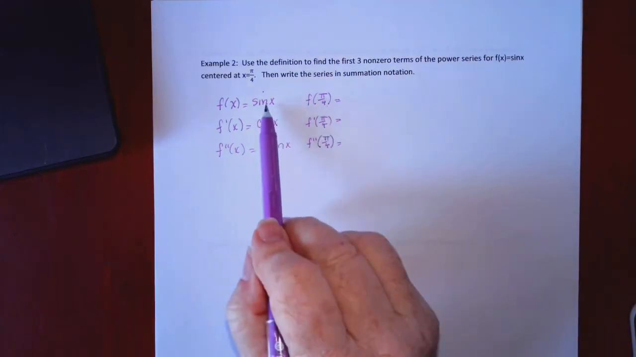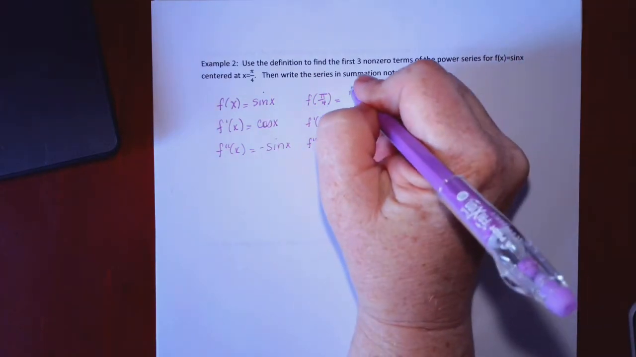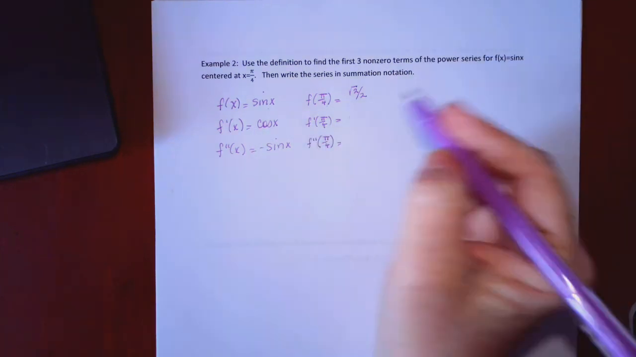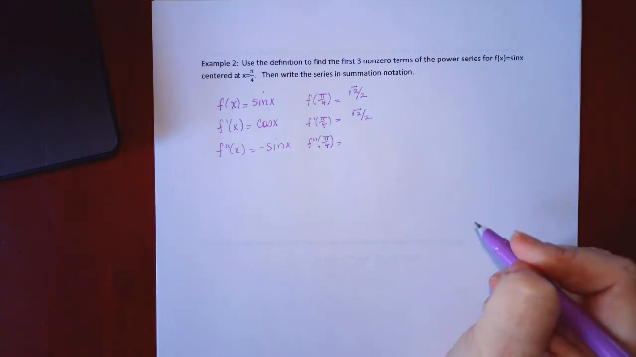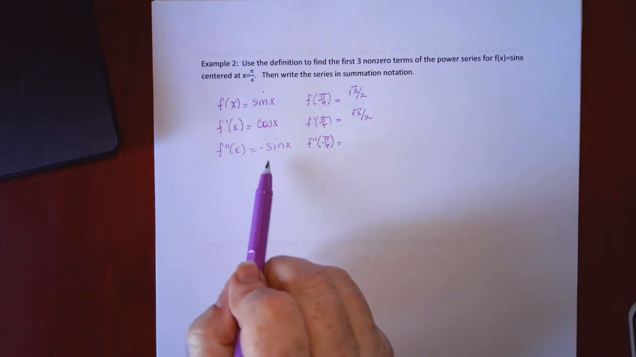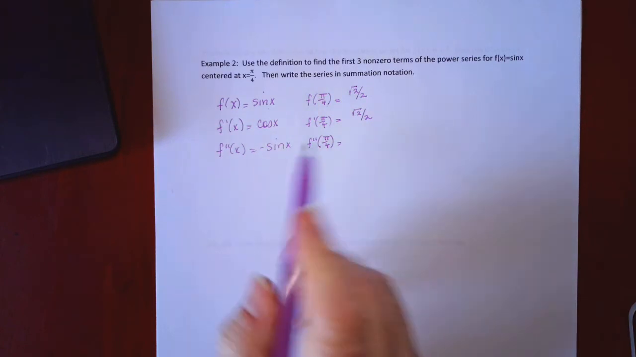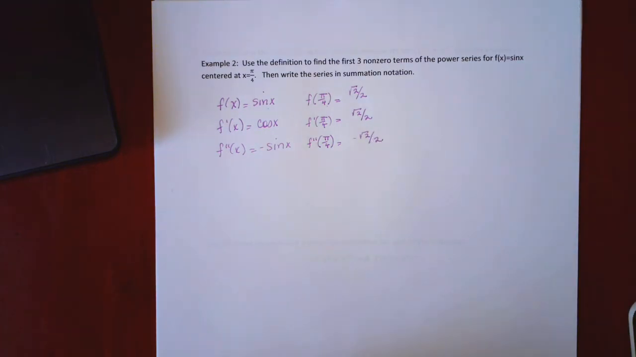If I plug in x equals pi over 4 here, I get the sine of pi over 4, which is square root of 2 over 2. Cosine of pi over 4 is also the square root of 2 over 2. Negative sine of pi over 4 is negative square root of 2 over 2.